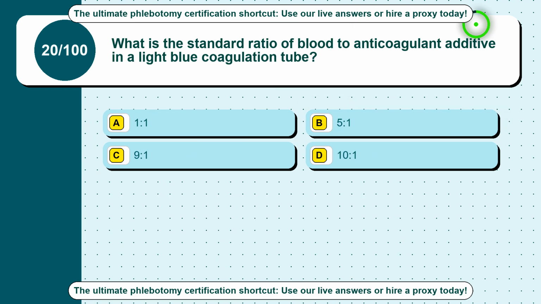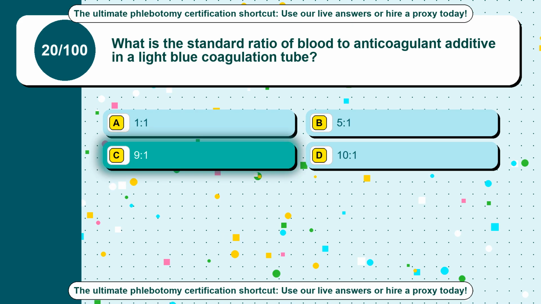Question 20. What is the standard ratio of blood to anticoagulant additive in a light blue coagulation tube? Option A 1:1, option B 5-1, option C 9-1, option D 10-1. The correct answer is option C, 9-1.